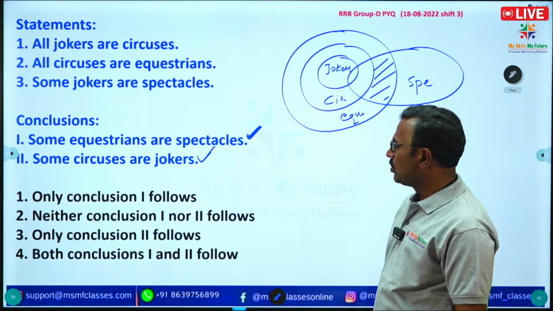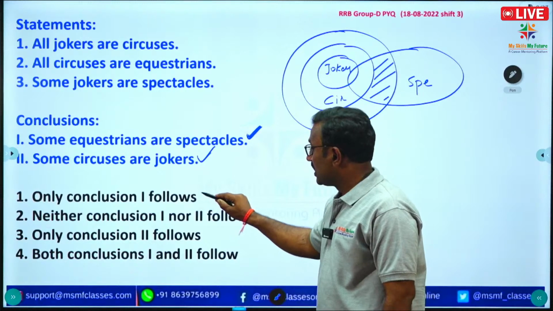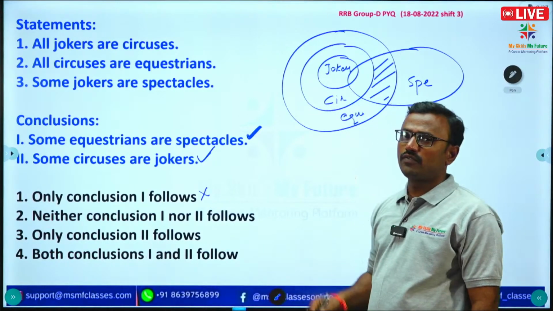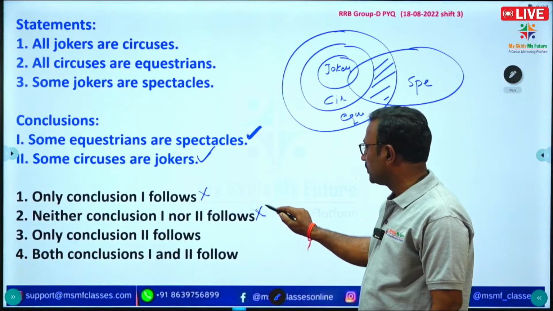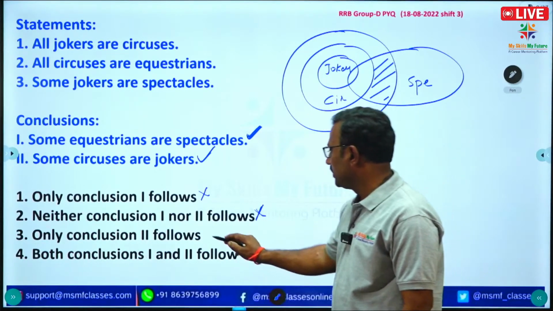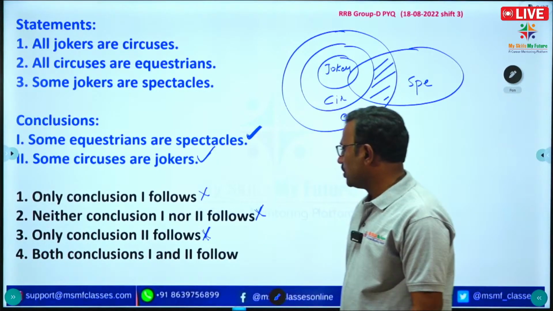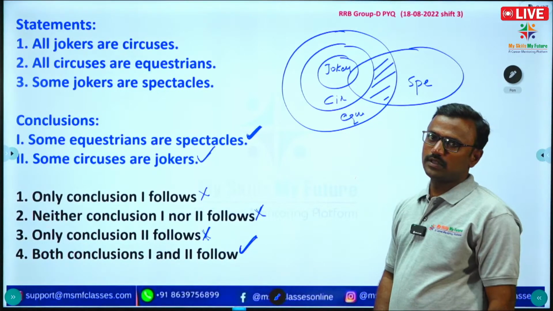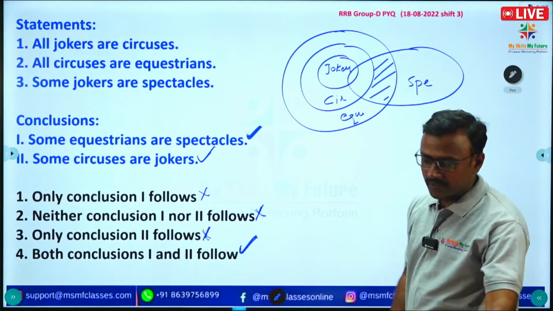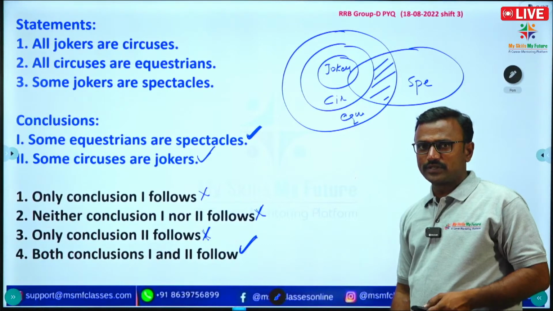See option 1, only conclusion 1? No. Conclusion 1 and conclusion 2 both follow. Option 2, neither? No. Both follow. So both conclusion 1 and conclusion 2 follow. Okay, right. So shall we move to the next question?